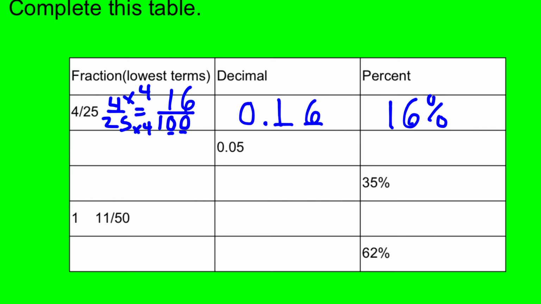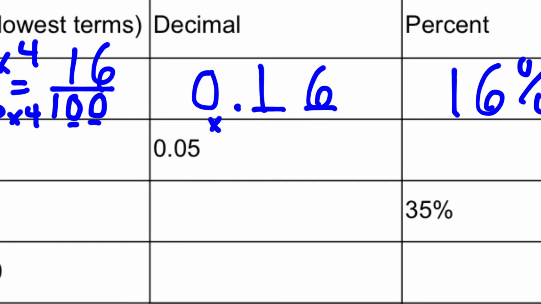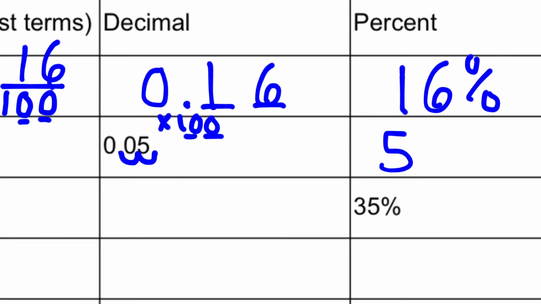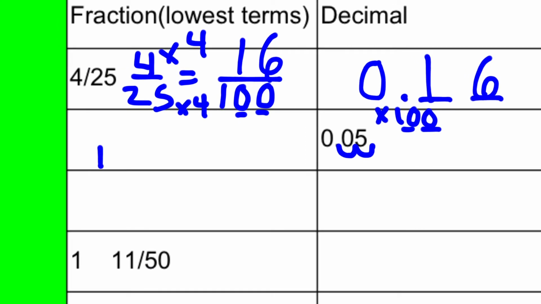If I start with the decimal, I could go either way. I know I can take a decimal and mentally multiply by 100. The 2 zeros in 100 move the decimal 2 spots to the right. And that gets me 5%. 5%, I know, means 5 out of 100. And to get that in lowest terms, I can divide by 5 and divide by 5, and I get 1 over 20.